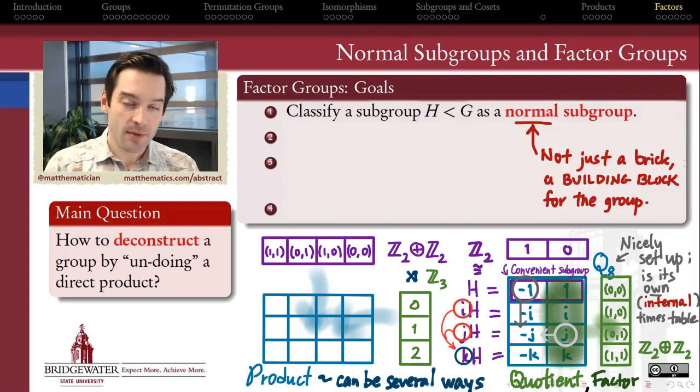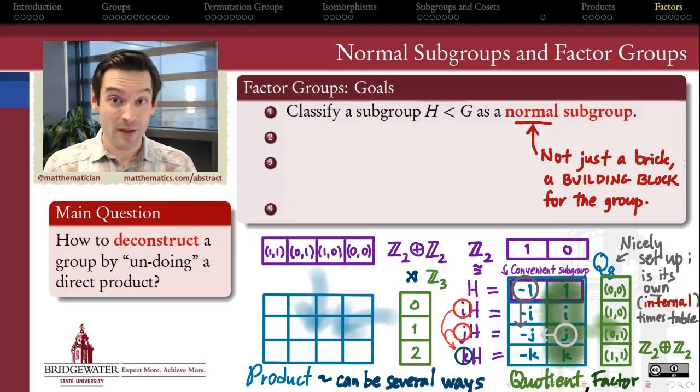In what ways is a larger group constructed out of its subgroups? If we really want to understand that question, we're going to have to come to grips with the fact that not all subgroups of a given group are created equally. Some of them are window dressing. Some of them are like load-bearing walls in the house that is the group.